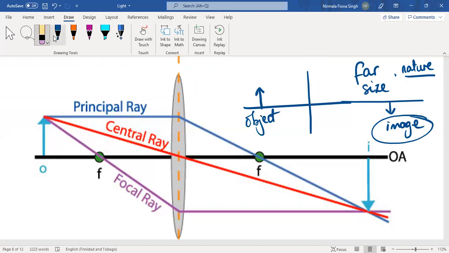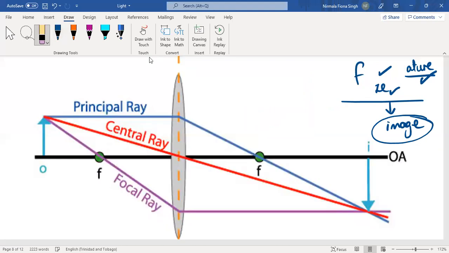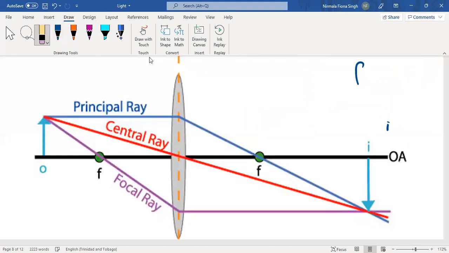All right, so this is basically what we're trying to do today. We want to determine how far our images will be, how large or small our images will be, and the nature of our image. So we have some drawing to do, and by doing some drawings, we can figure out what the nature of our image will be.